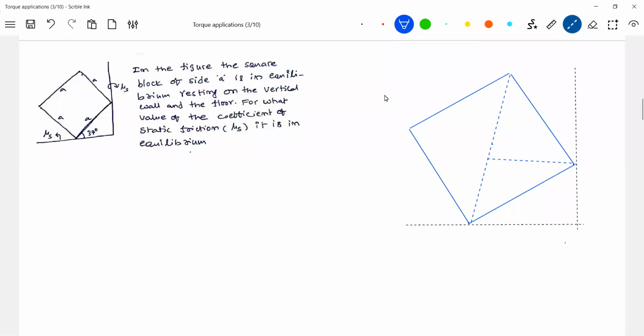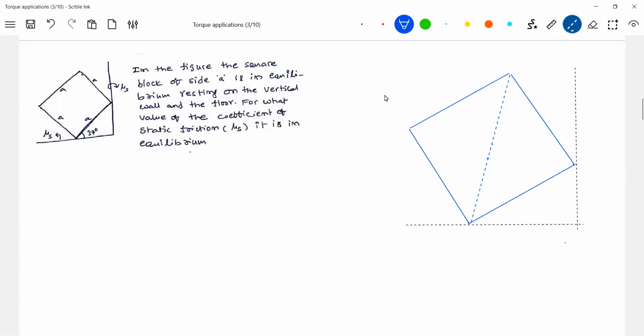Now this is the center of the plate. It may not appear, but take it to be the center of the plate. I think the same diagram. I'm unable to. Okay, fine. Yeah, this is the center of the plate.